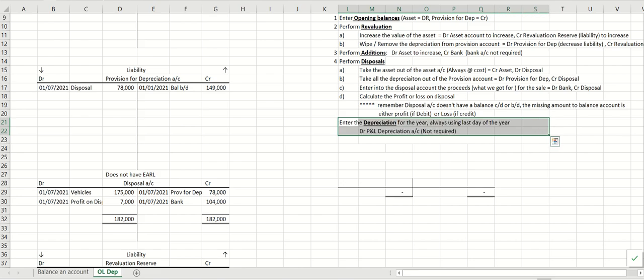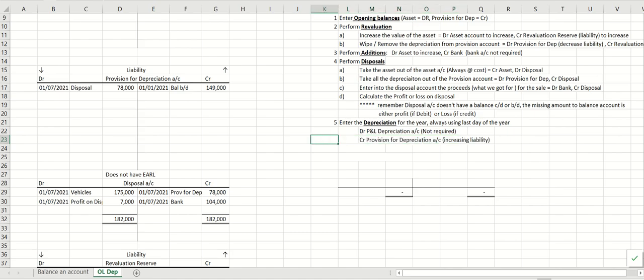Next step here, enter the depreciation for the year. So we've got step 5 here. Okay, nice easy one. We debit the expense account, the depreciation expense account, which they didn't ask for, and we're going to credit our provision for depreciation account. So always there's double entry, guys.